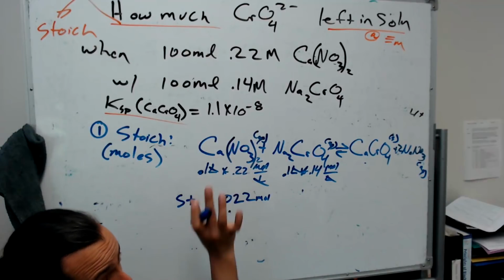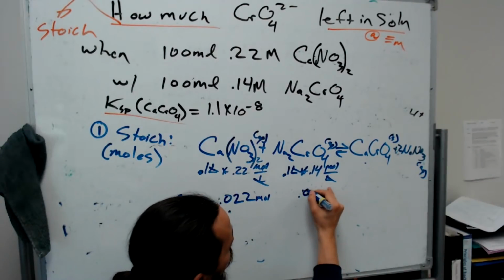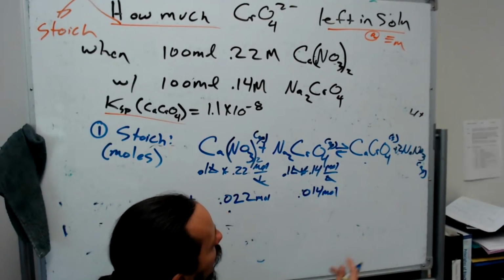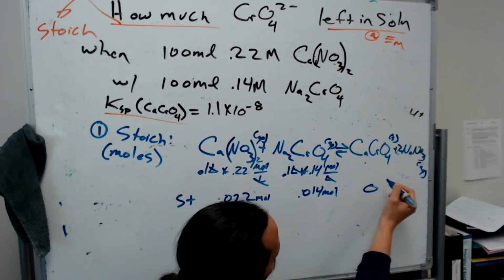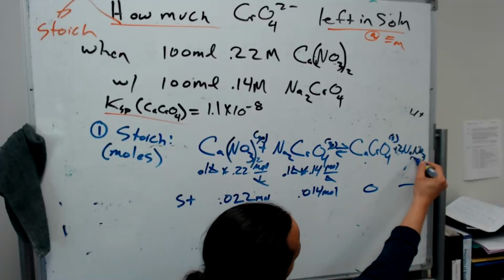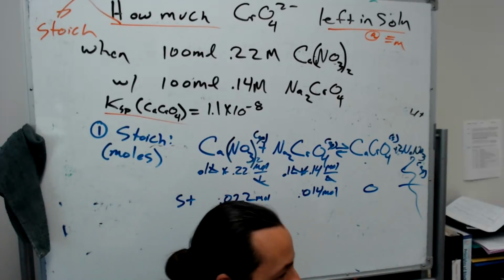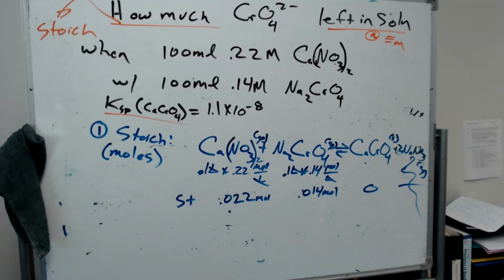The important thing there being the calcium. And I'm going to get 0.014 moles of sodium chromate. The important thing there being the chromate. Starting with 0 calcium chromate, and I don't even care about the sodium nitrate. That's all just spectator. Reaction step. We're going to recognize limiting reactant is obviously the sodium chromate.